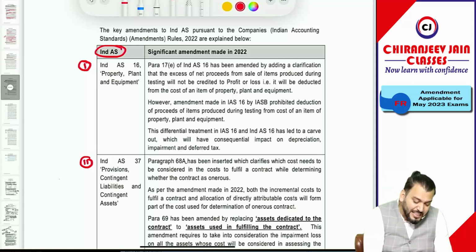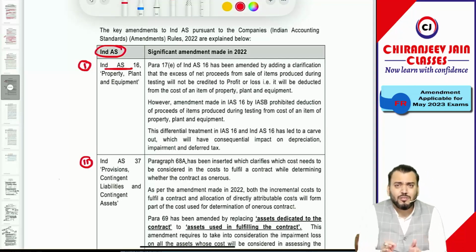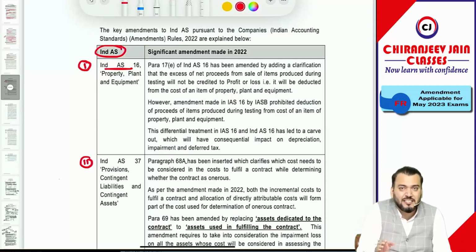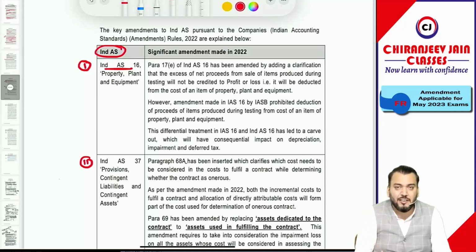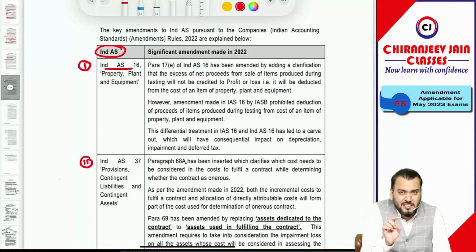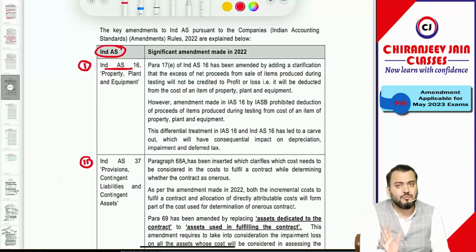So what they are saying in Ind AS 16, the amendment, we all know that the cost of testing will be added to the cost price of PPE. Any testing cost to understand whether the asset is performing or not will be added to the cost price of property, plant and equipment. Now we also know that any proceeds from the sale of produce during that testing period will be deducted from this cost of testing, and the net amount will be capitalized. This we have done in our class.